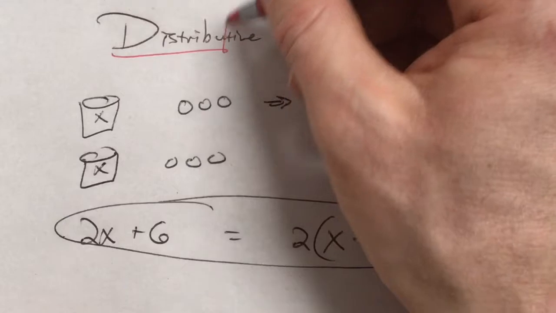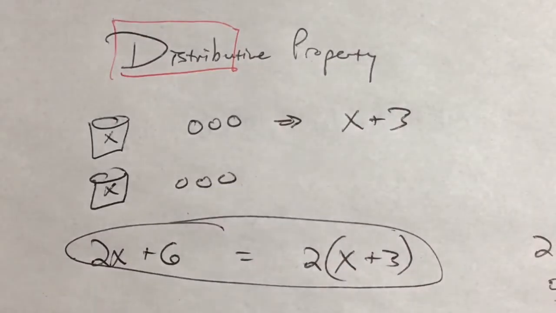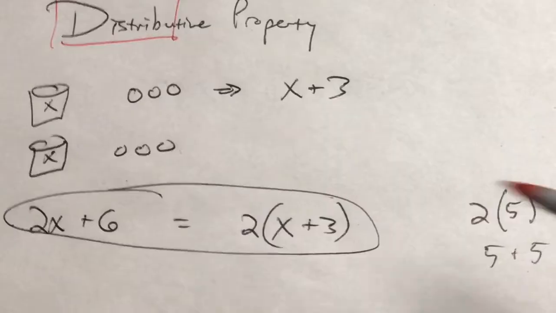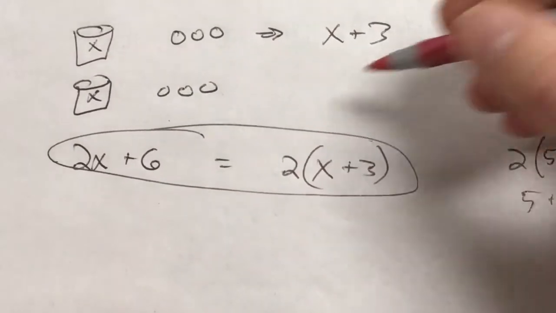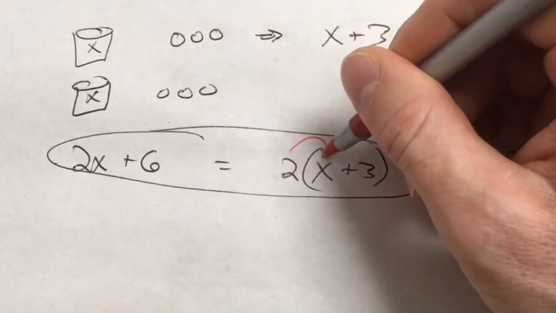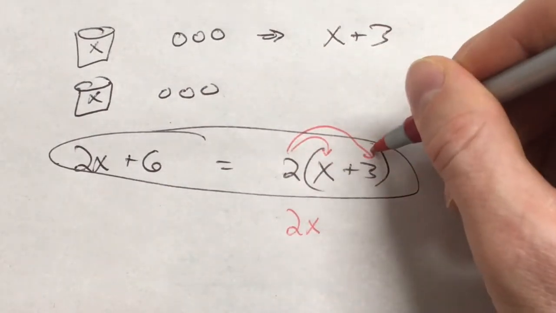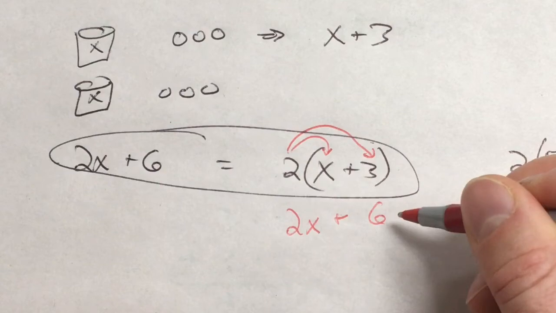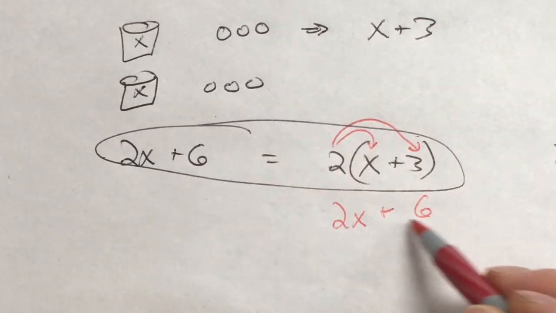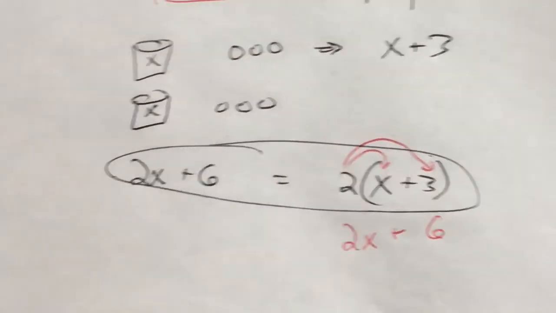We say, distribute. I think of distributing Valentines on Valentine's Day. Kids in lower grades will distribute Valentines. They pass out the Valentines to everybody. And so to distribute means to pass out. And so it's like the number that's outside the parentheses is being distributed. 2 times x results in 2x, and 2 times 3 results in 6. And so that's where you get your 2x plus 6.